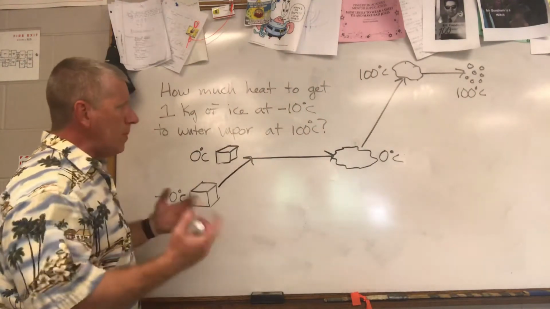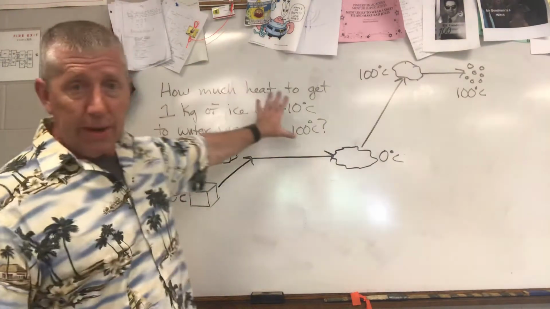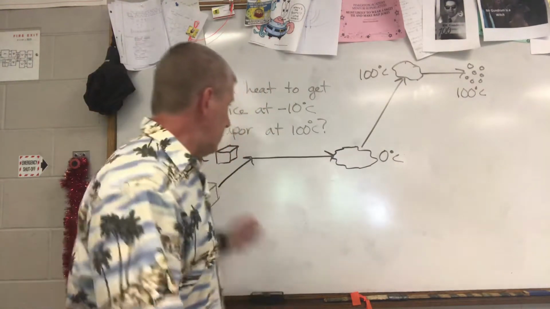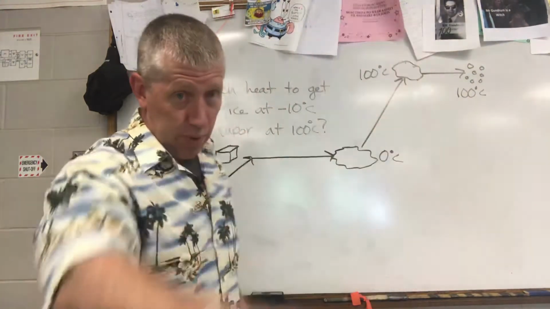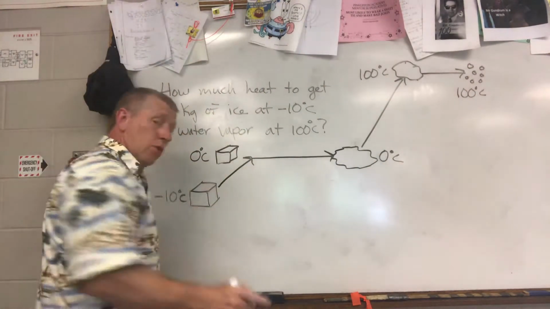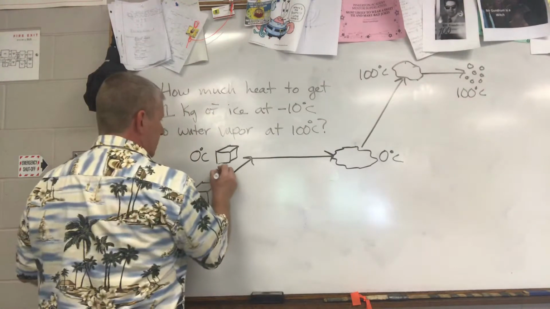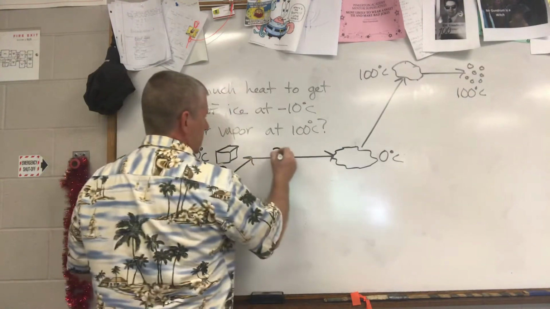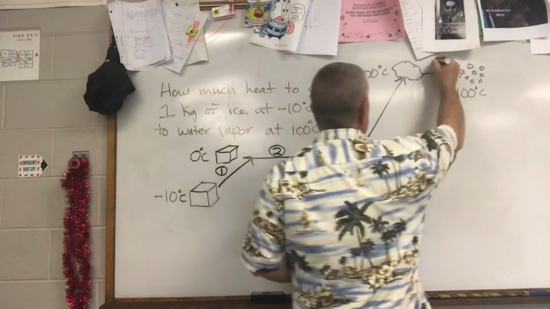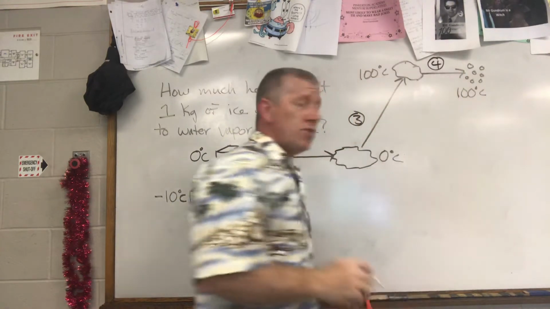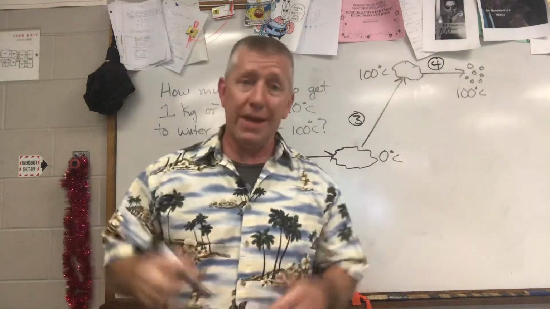Okay, so now what we want to do is figure out the amount of heat energy it takes to do this process. This is a 4-step problem, people, 4-step problem. Each arrow represents a step. This is step 1, this is step 2, this is step 3, and this is step 4. You have to treat each step individually. You cannot combine them.